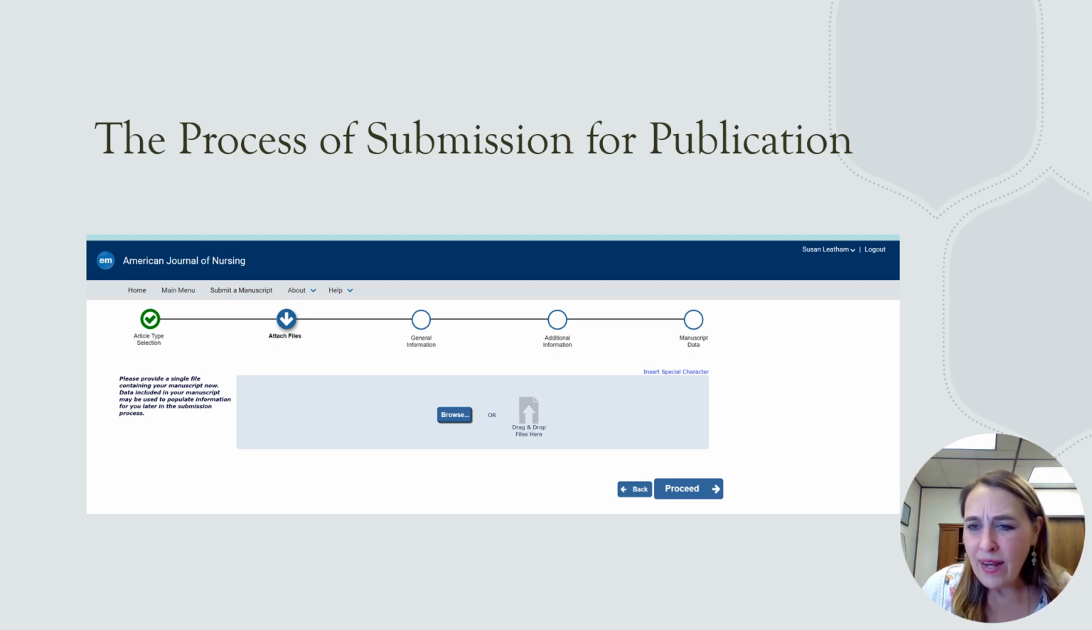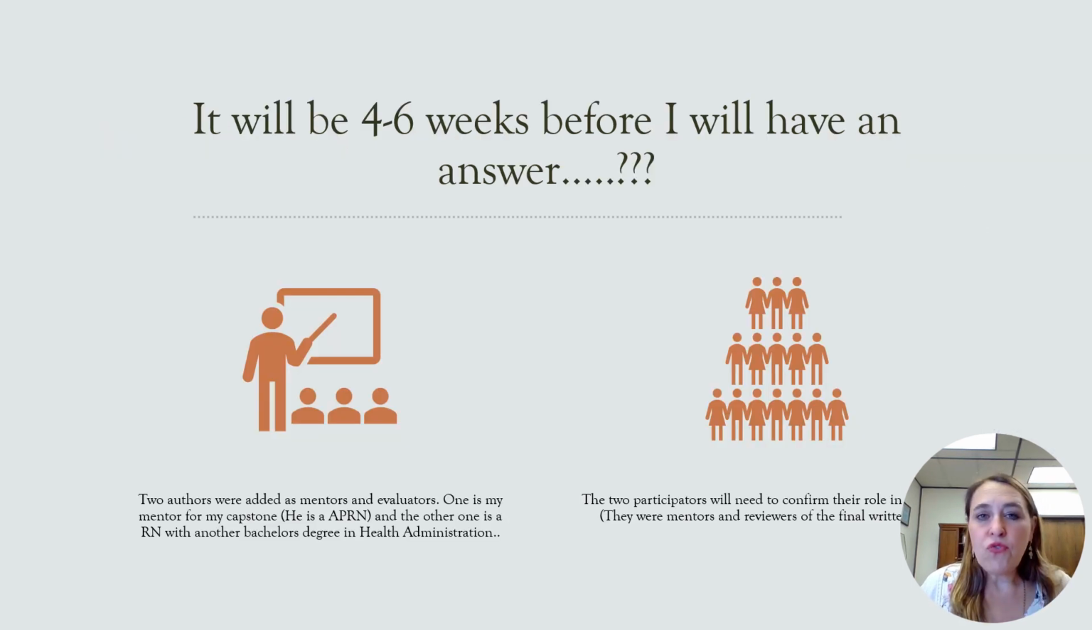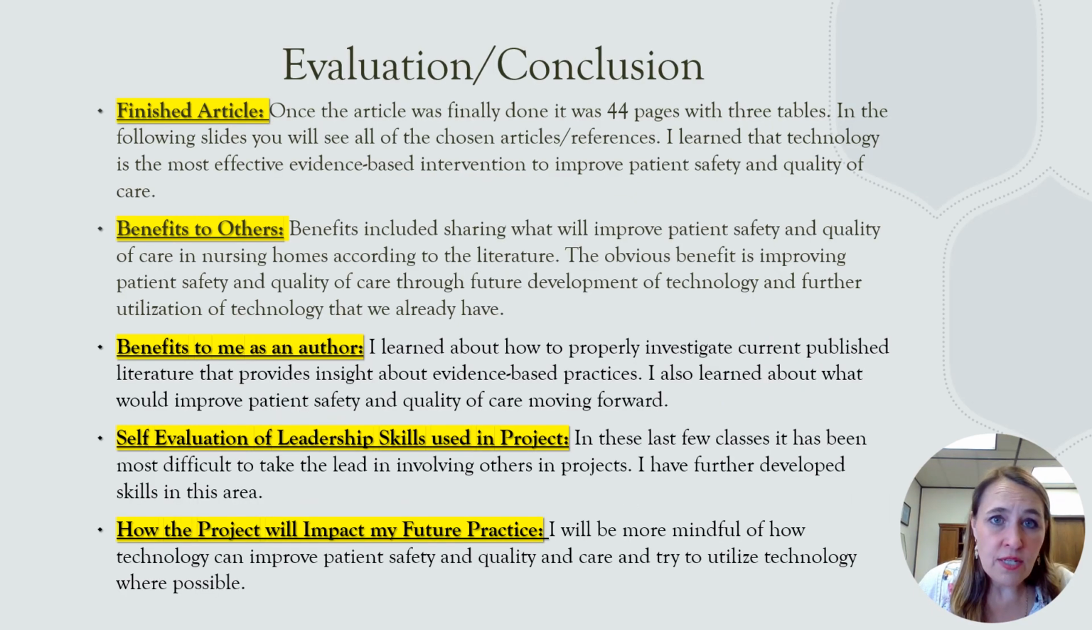Part of it was adding my other 2 authors. They were added as a reviewer and as a mentor. So they didn't actually write any part of the article, but they were added as co-authors, as having contributed to the work in that way. So it'll be 4 to 6 weeks before I'll have an answer. I have 2 other authors, and I'm just awaiting a decision.